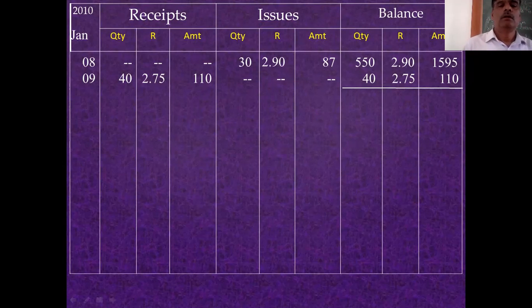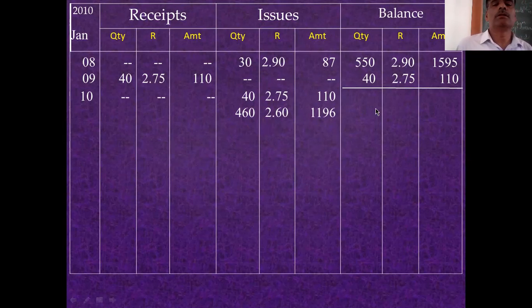I issue 40 units at the rate of 2.75. Amount is 110. Then remaining quantity 460 at the rate of 2.60. 1196. Okay. 1196. Then balance is 90 at the rate of 2.90, amount is 261. Clear?